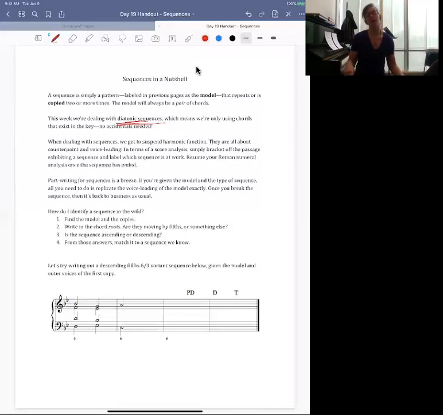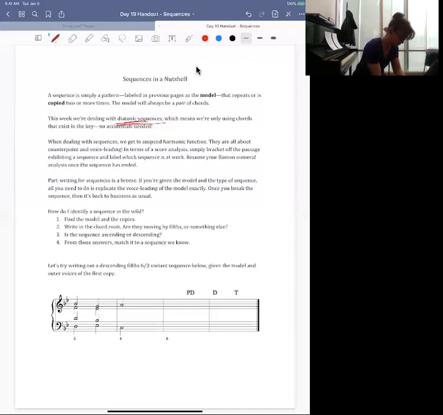Okay, I mentioned this before. We get to suspend harmonic function when we're dealing with sequences. You start your sequence, bracket it off, label the sequence, show me the model and the copies. And then once you finish up the last copy, then you resume your Roman numerals. Part writing for this, guys, is going to be the easiest part writing you do all semester. I promise you. You look at the model, we're going to walk through one together. You look at the model, and then you do the literal same exact thing for any and all copies. It's super, super easy. Don't let it stress you out. We'll walk through one together.